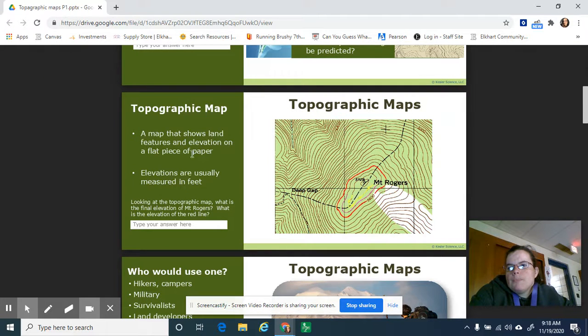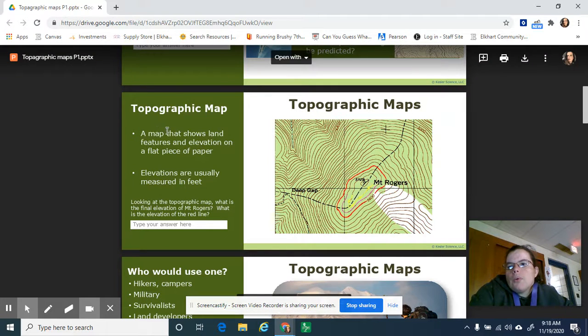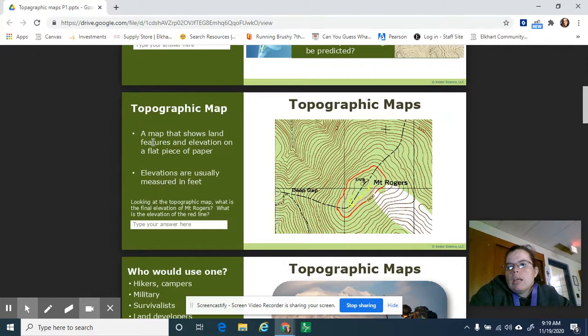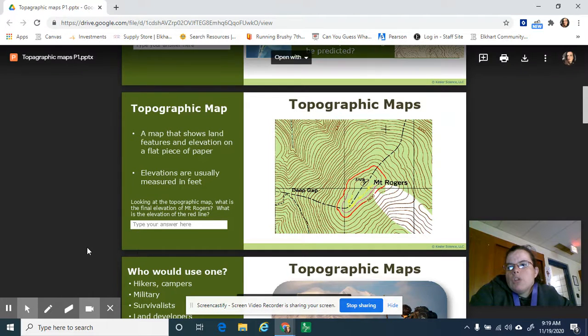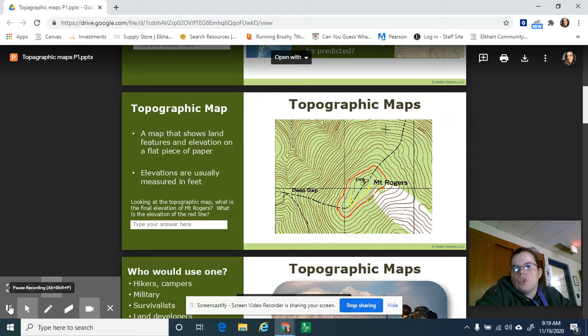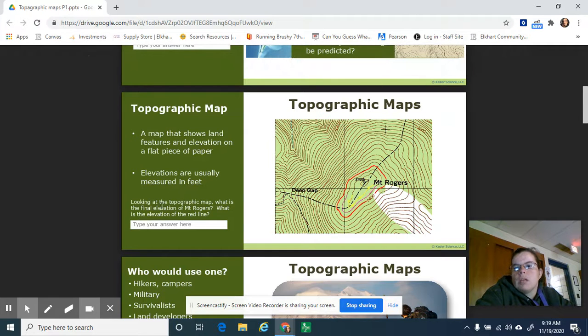Topographic maps. A topographic map shows land features and elevation on a flat piece of paper. Elevations are measured in feet. Looking at the topographic map, what is the final elevation of Mount Rogers? What is the elevation of the red line? So look at this elevation, tell me what it is, and the elevation of the red line.